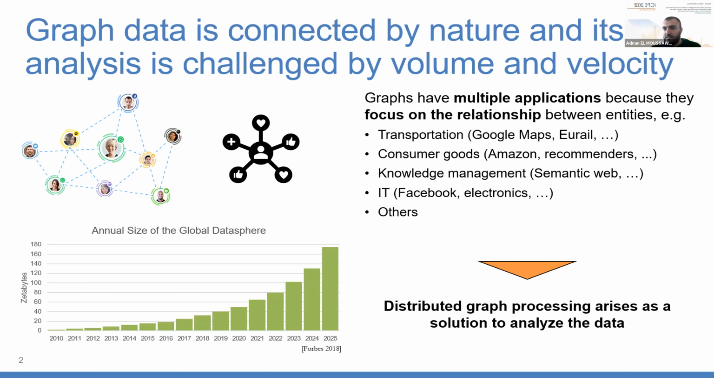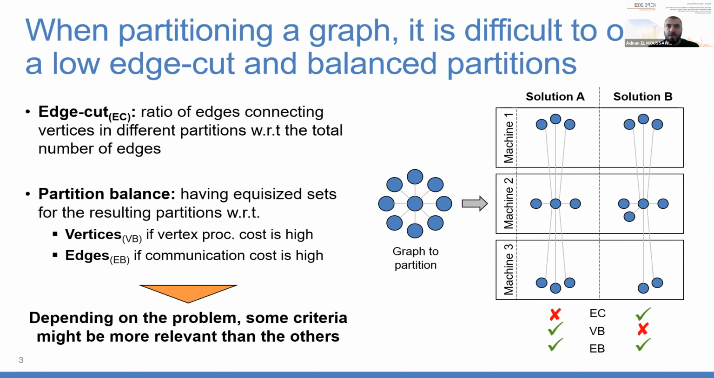The size of graph data is very massive, as we can see on the figure, and every day it increases. So to analyze such an amount of data, we need to choose an efficient system. Mainly, we need to use a parallel and distributed graph processing system in which we partition the graph on several machines. Then we can run some analysis tasks on the partitioned graph in order to have the results in a faster manner. But partitioning the graph is not a simple task.